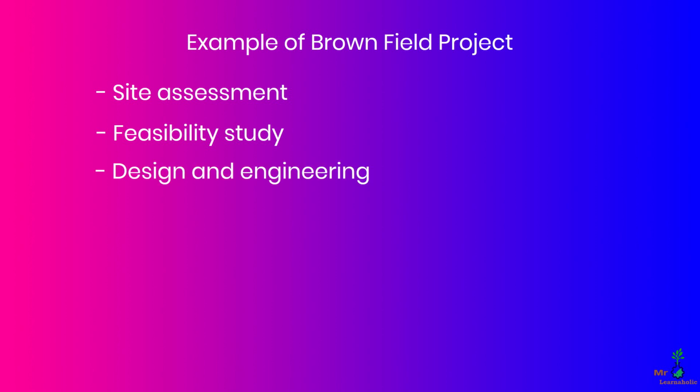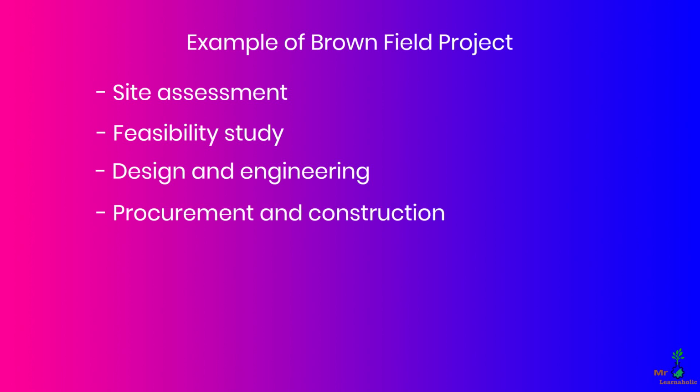Design and engineering. If the feasibility study indicates that the project is viable, the next step is to develop the design and engineering for the upgrades or improvements to the existing facility. The company will work with process engineers and designers to create detailed plans for the modifications, including the layout, equipment specifications, and utilities.